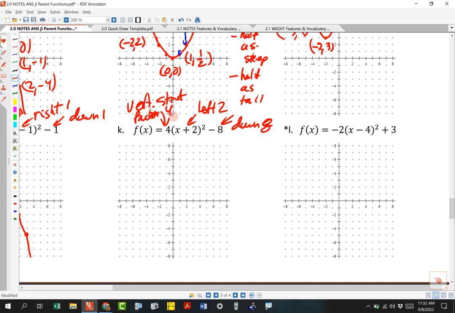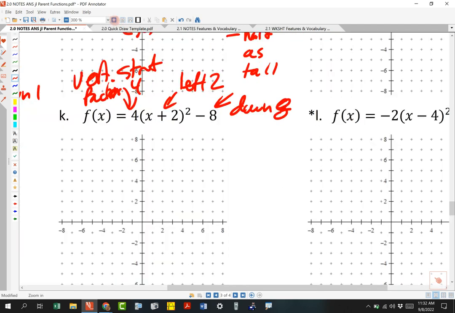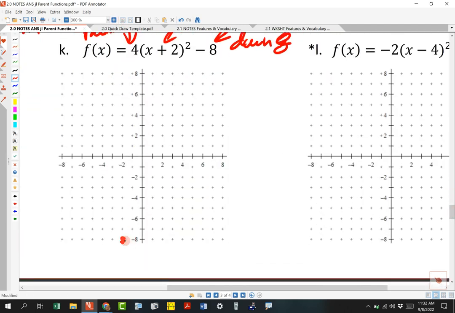So let's find the vertex. Left 2, down 8. We end up right there. Stretch by a factor of 4. Careful here. Right 1 from the vertex. How far up do I go? I normally go 1. Mason?